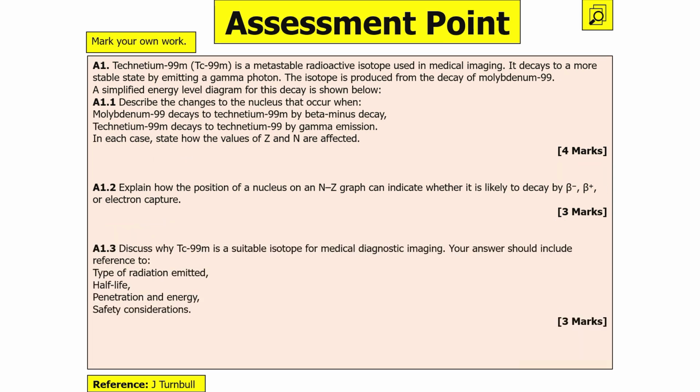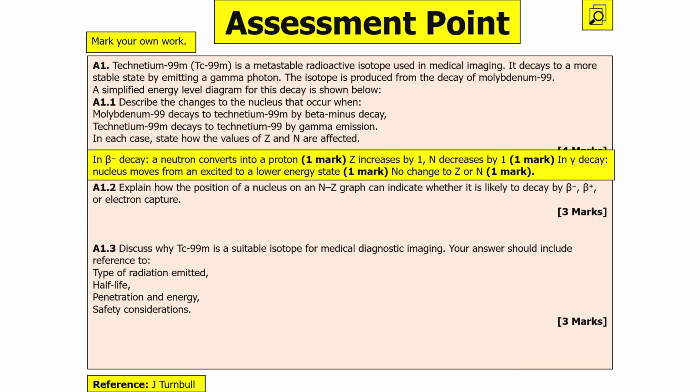Right, in this question, in beta minus decay, a neutron converts to a proton, so Z increases by 1 and N decreases by 1. In gamma decay, the nucleus moves from an excited to a lower energy state, so there's no change to Z or N.